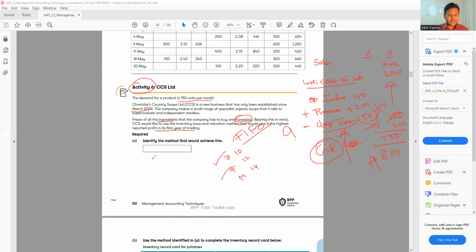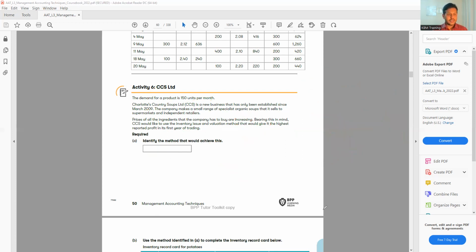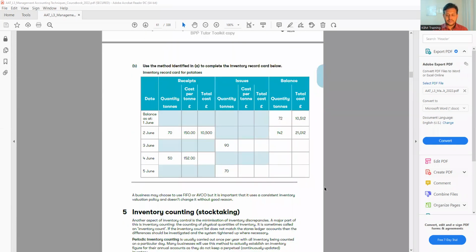All right. So we're going to write here, identify the method that would achieve this. Which method will help us get more profit in the first year? We said FIFO, first in, first out. All right, let's move to the next one. They're asking us to calculate the closing inventory. Use the method identified in A. In A, we identified FIFO.